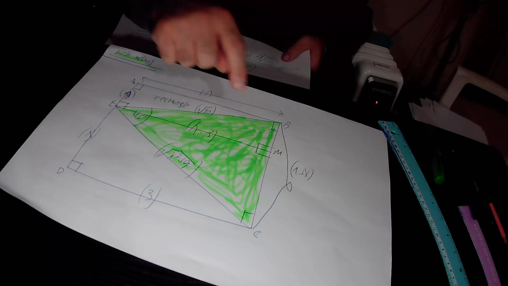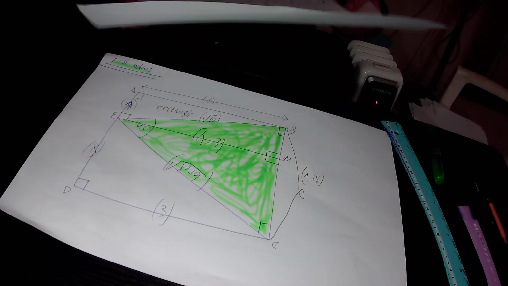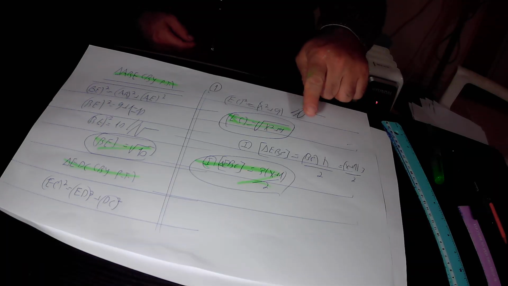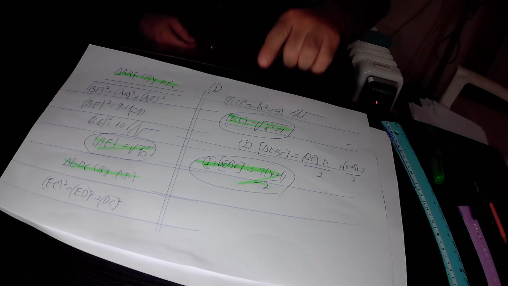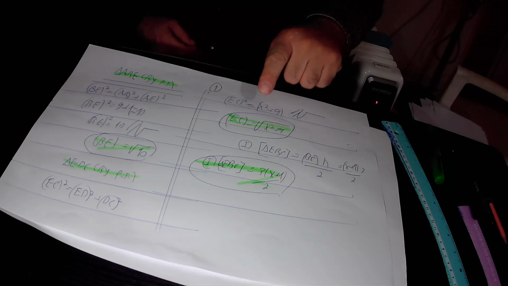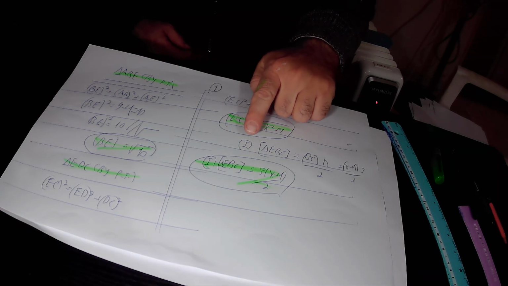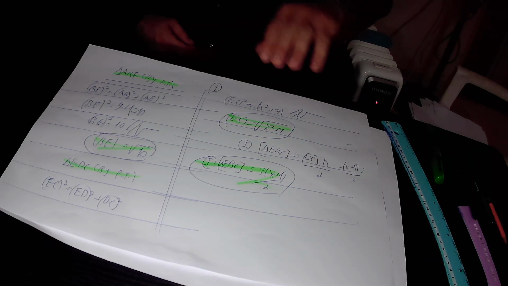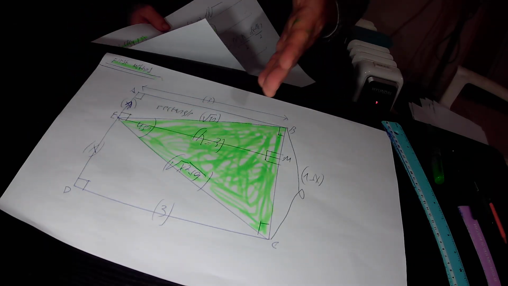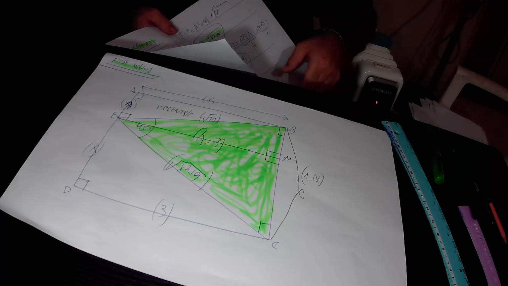BC is x plus 1, EH is 3. So in total, the area of the green triangle ABC according to the first method of calculation equals x plus 1 times 3 over 2. Again, according to the first method of calculation, the area of the green triangle ABC equals 3 times x plus 1 over 2. In the next step, we calculated the area of this green triangle ABC in a different way.